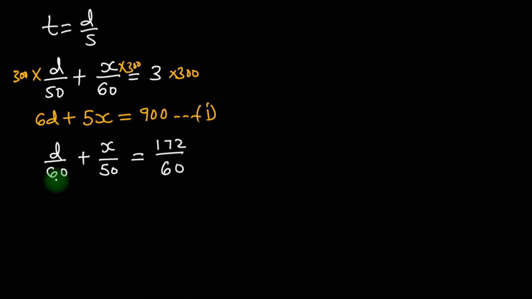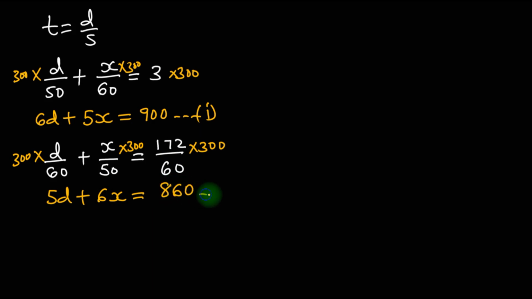So the LCM of 60, 50 and 60 is 300. I multiply each term by 300. So I will end up getting 5d plus x times 300 over 50, that will be 6x, equal to 172 times 5, that will be 860. So I call this the second equation.